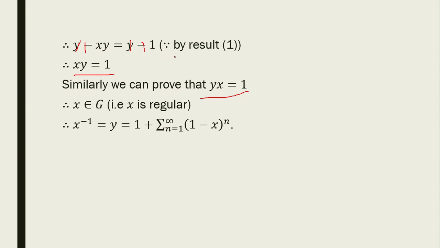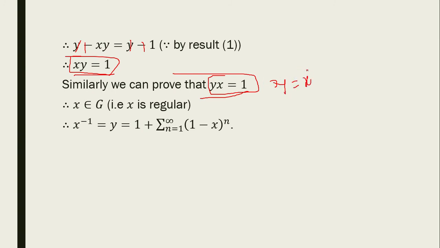So x inverse is equal to y, which is equal to 1 plus summation n equals 1 to infinity of (1 minus x) raised to n. xy is equal to 1 and yx is equal to 1, so y is equal to x inverse. This completes the proof.